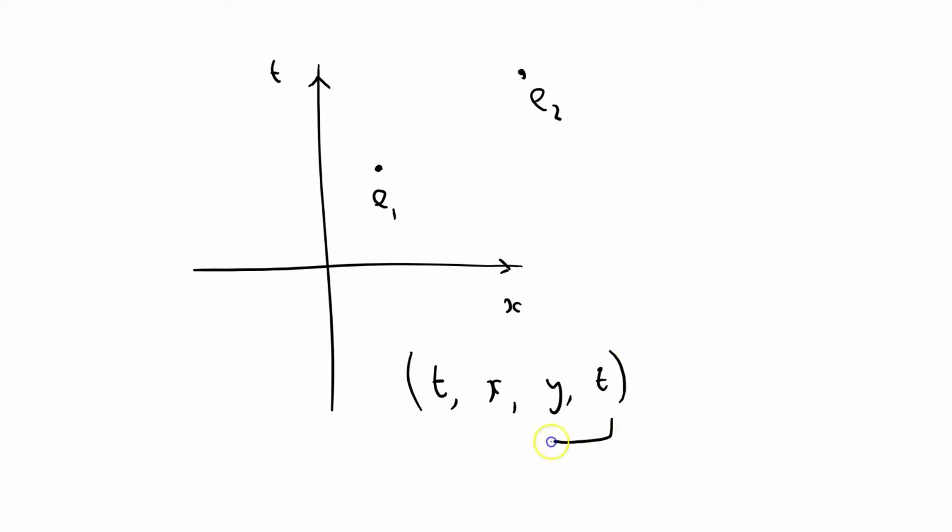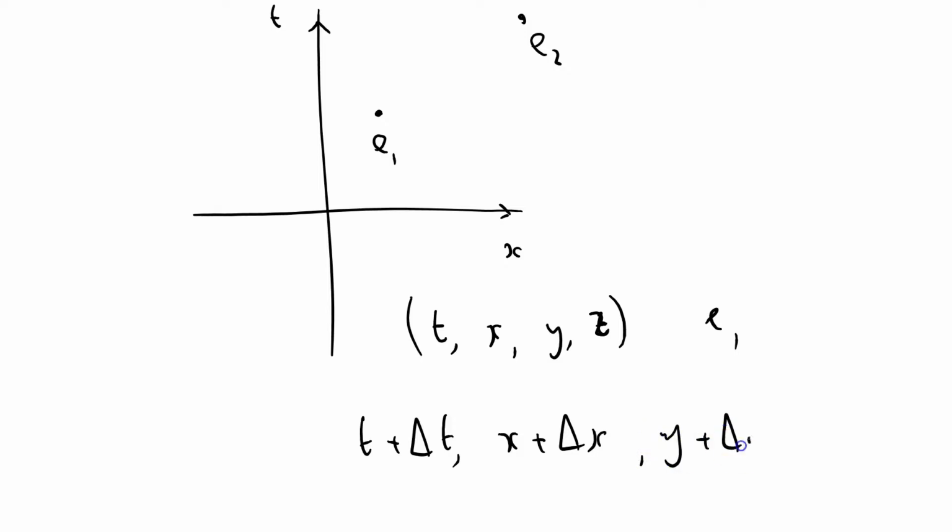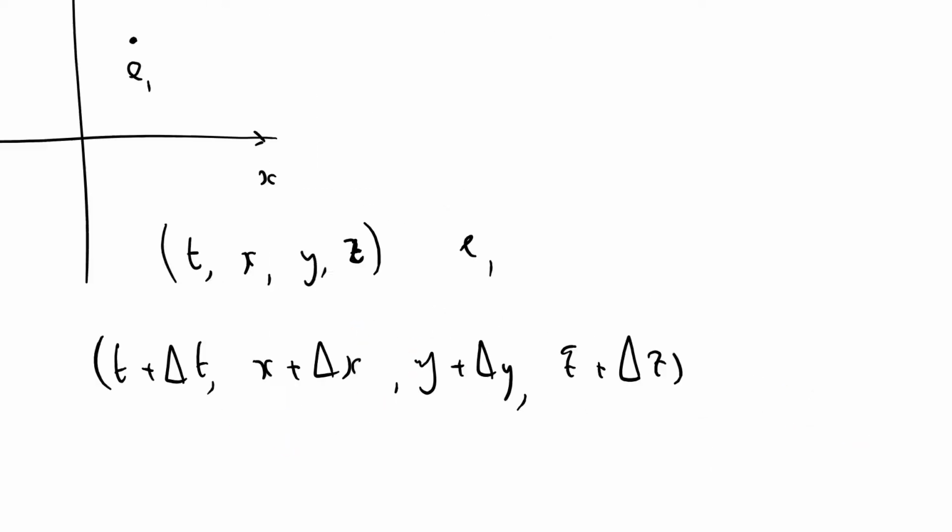It's a little bit tricky because I can't actually draw those. I can only draw the time and the x direction, but you can see that I'm indexing an event by its 4 coordinates there, and that's E1. E2 is going to be t plus delta t, x plus delta x, y plus delta y, and z plus delta z, and that's going to be event E2.